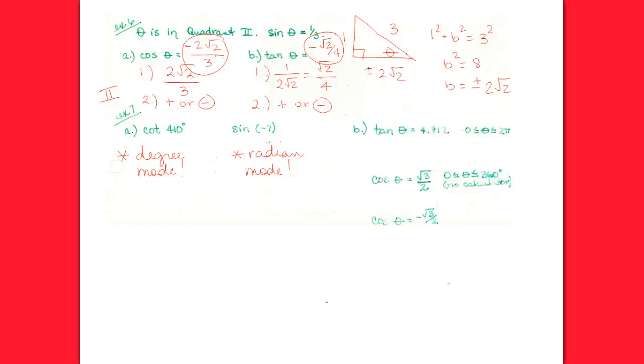So for the first one, in degree mode, I don't have a cotangent button, so how do I put that in? 1 divided by tangent. 1 divided by tangent, perfect. So 1 over tangent 410 is going to give us 0.8391. All right, then the second one, we'll switch over to radian mode. I do have a sine button, so I can just type that one straight in and get 0.6570.